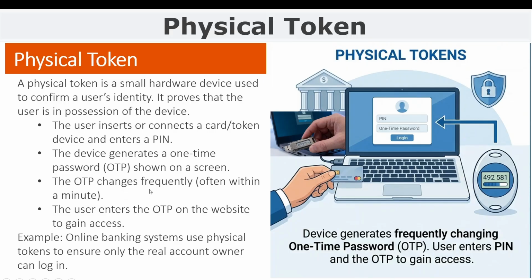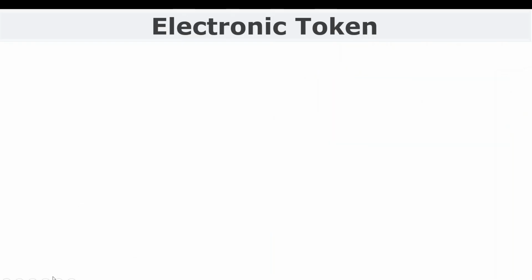So first of all, the person will enter his or her password, and then once the password is entered, the next thing to enter will be the OTP in order for the person to have access to whatever system they are going to work on. For example, we have banking systems. They use these physical tokens to ensure that the real account owner is the only person that has access to the account.